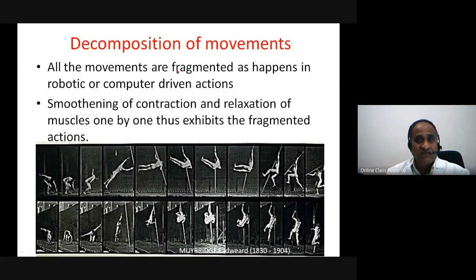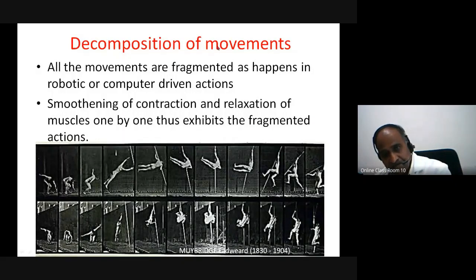All the movements are fragmented, as happens in a robotic or computer-driven system. In computers, they will perform at a particular level. So that type of robotic motion is what he will be able to do. Smoothening of contraction and relaxation of muscles one by one is lost, thus exhibiting fragmented actions. This is a decomposition of movement.